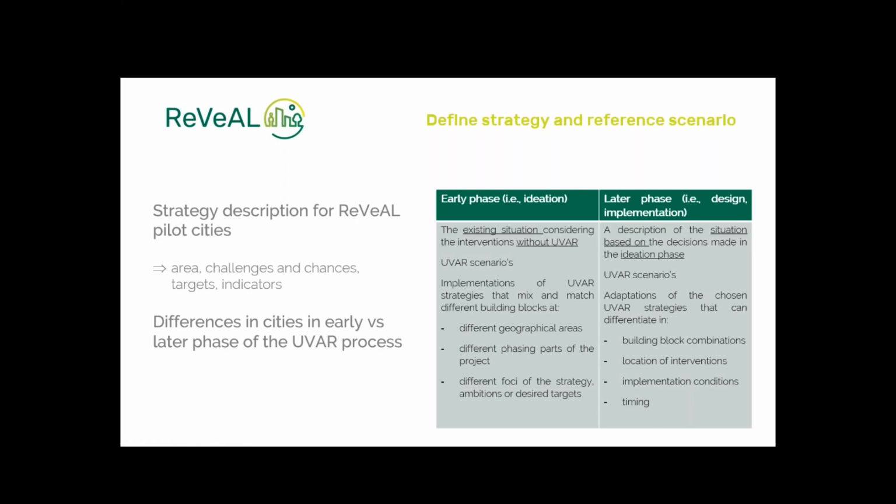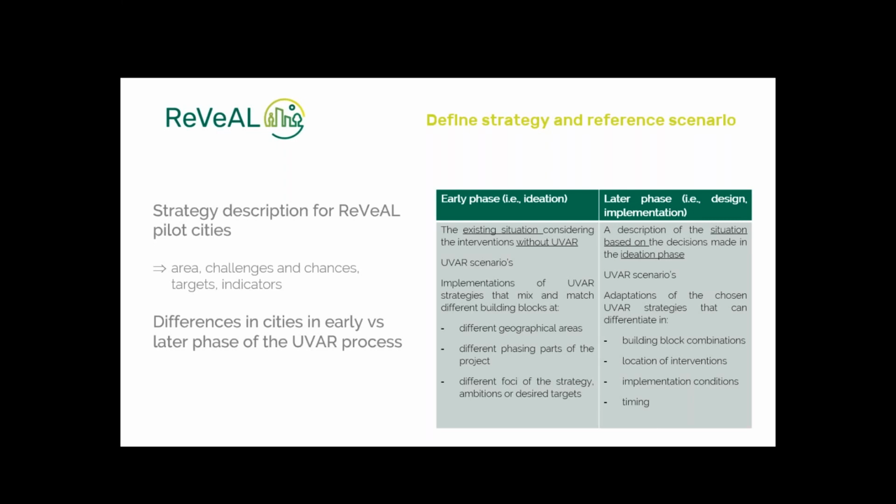And it's important that by having the strategy description for our pilot cities, we can show what the areas, challenges, chances, targets, and indicators are for a specific city. Important here is that we have a difference in cities that are in an early phase versus cities that are in a later phase. For example, cities in an early phase, in an ideation phase, still have more degrees of freedom. We can think of different geographical areas to implement, or different phasing of the project, or different foci of the strategy, whereas cities in a later phase already have a quite fixed situation.